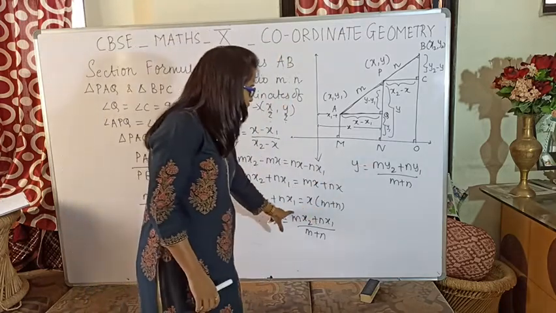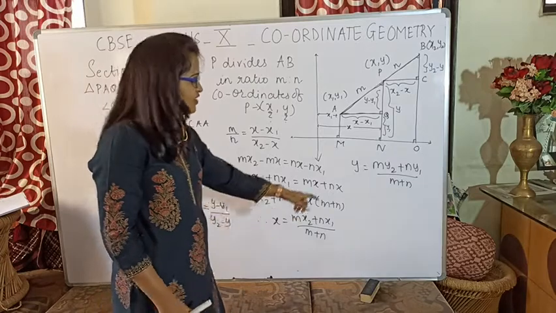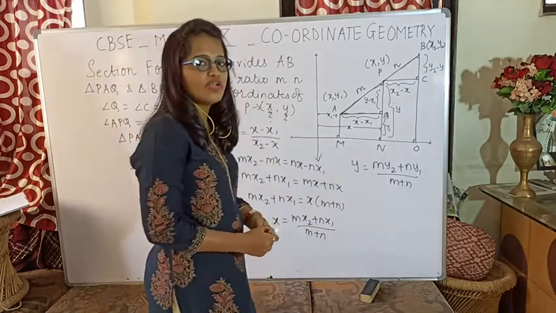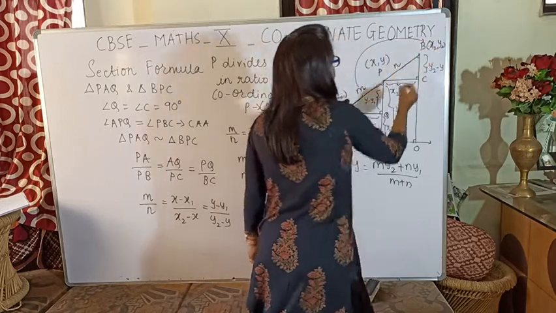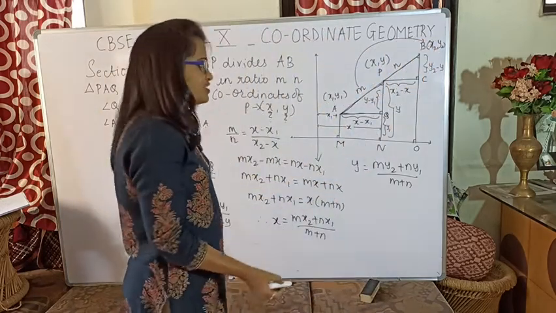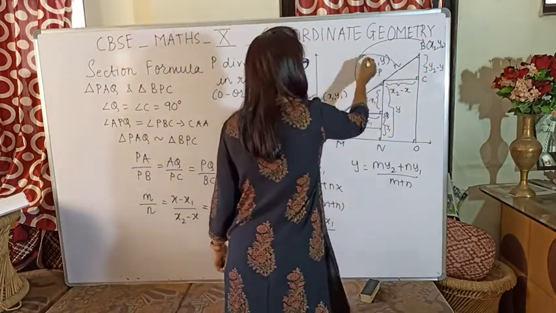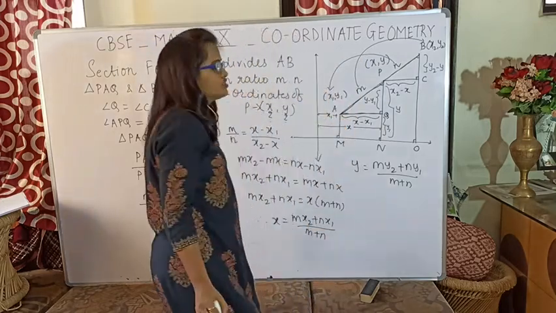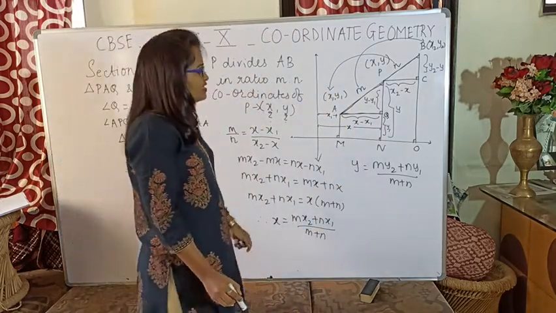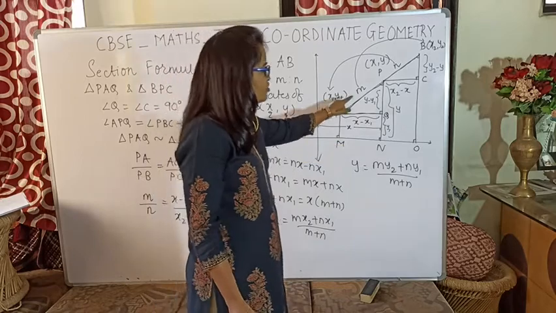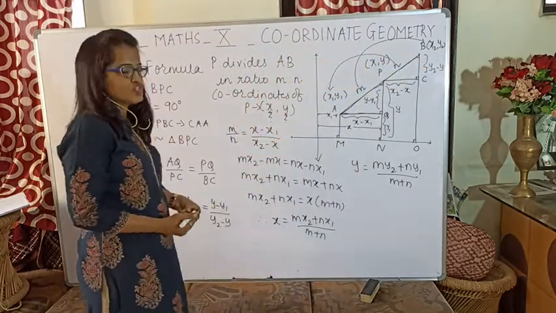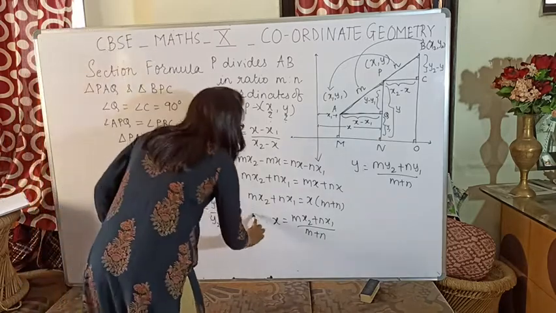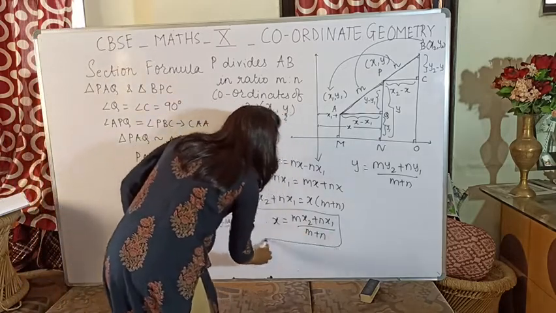Okay, so this is the formula for finding the coordinates of the point. The x is mx2 plus nx1 upon m plus n, whereas the y is my2 plus ny1 upon m plus n. Means m has to be multiplied with the coordinate of the other point, whereas n has to be multiplied with the coordinate of the first point. Similarly with respect to y also, m has to be multiplied with y2 and n has to be multiplied with y1. So this is the section formula for finding the coordinates of x and the coordinate of y.